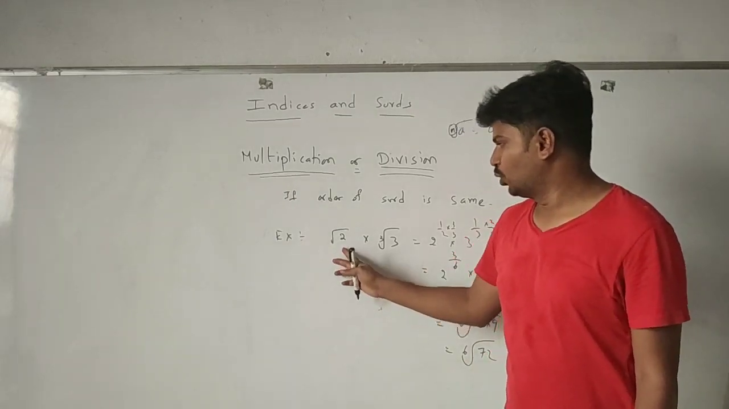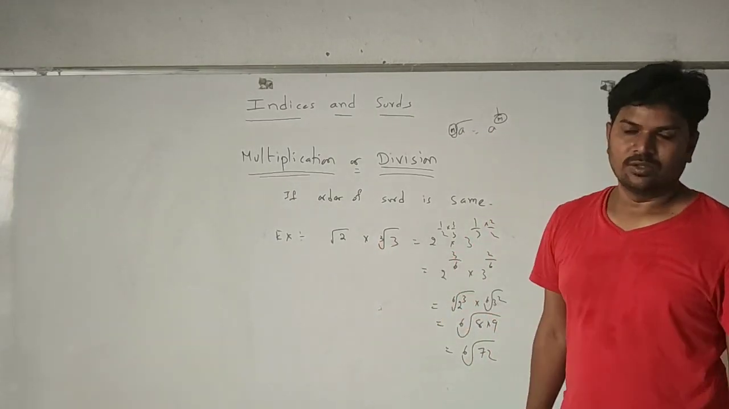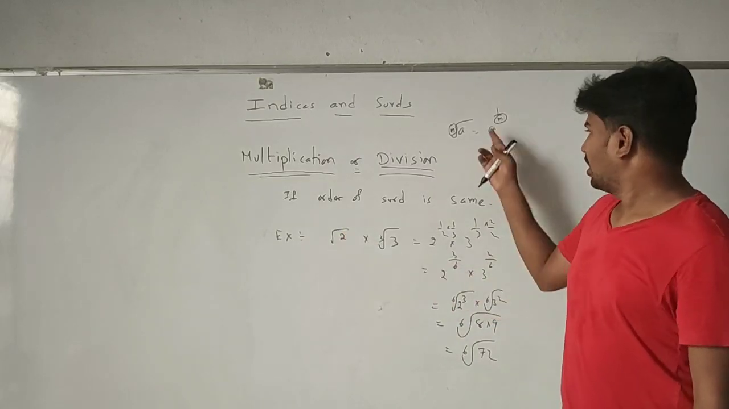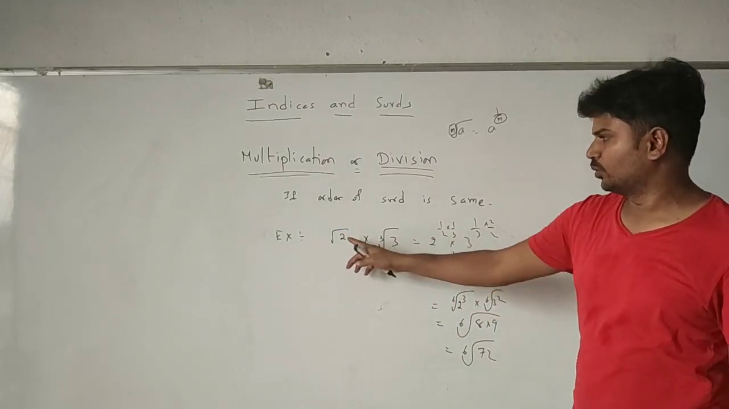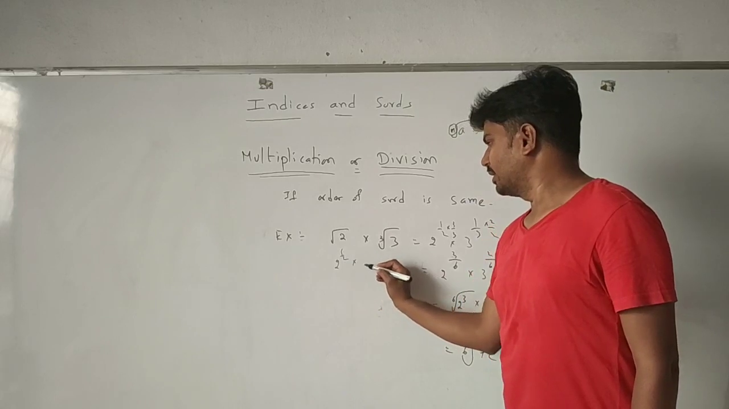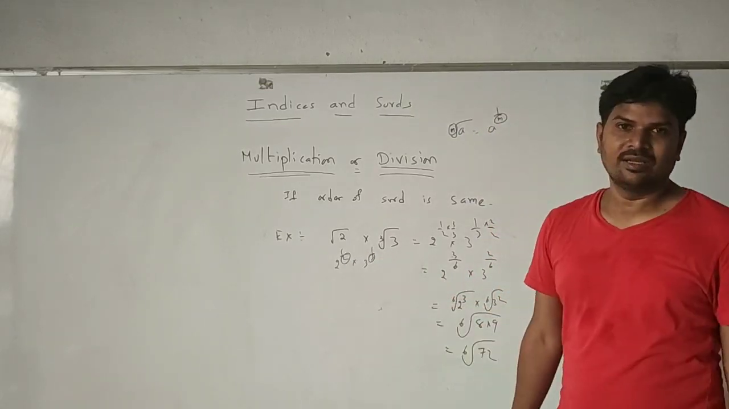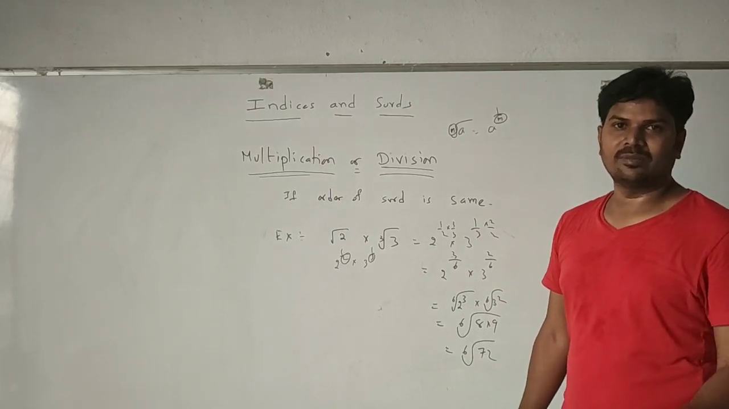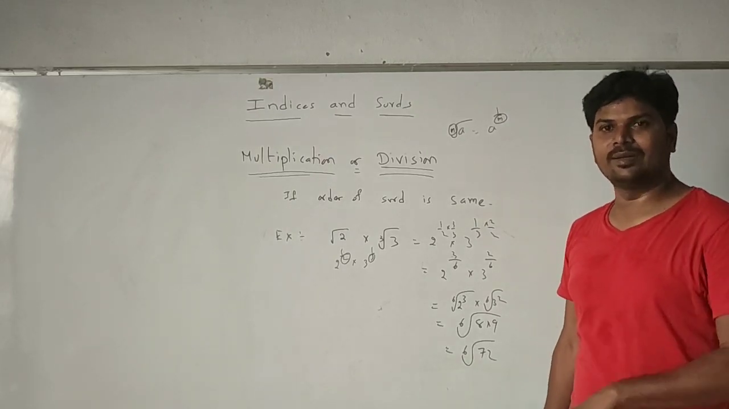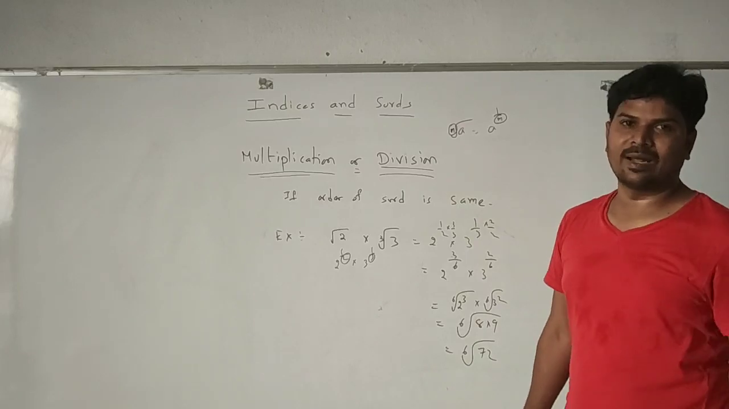So take an example here. Root 2 into cube root of 3. If you write it in the order form, it is 2 to the power of 1 by 2, and 3 to the power of 1 by 3. Here the order is 2, here the order is 3. When the order is 2 and the order is 3, we cannot multiply them directly. So we have to make the order the same, then only we can apply it.